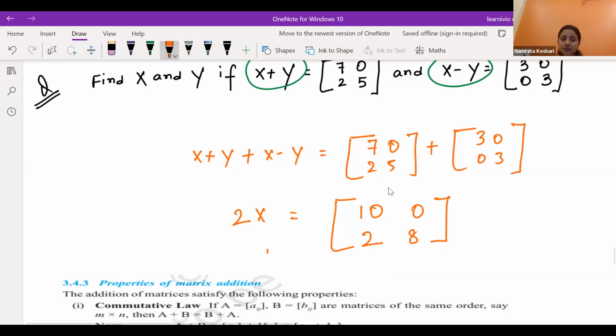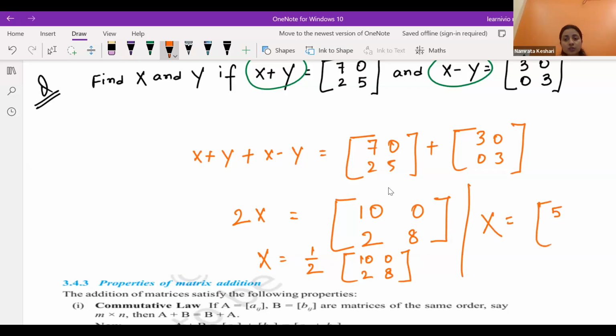X equals to, we can treat it like a scalar multiplication. So at the end, our x will be 10 by 2, that means 5. 0 by 2, that means 0. 2 by 2, that is 1. 8 by 2, that is 4. Clear? Yes, and then Y.